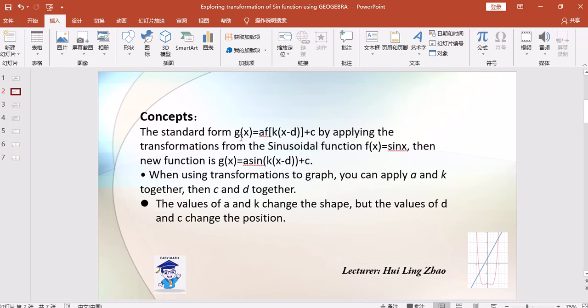For the standard form g(x) = a f(k(x - d)) + c, by applying the transformation from the sinusoidal function f(x) = sin x, the new function is called g(x) = a sin k(x - d) + c. When using transformations to graph, you can apply a and k together, then c and d together. The values of a and k change the shape, but the values of d and c change the position.